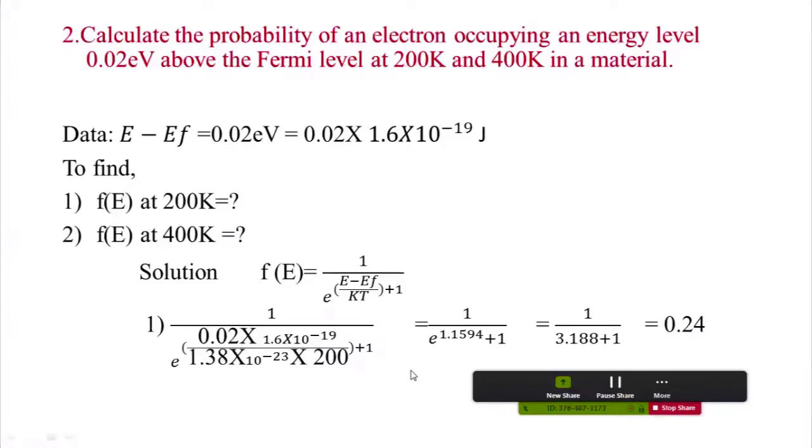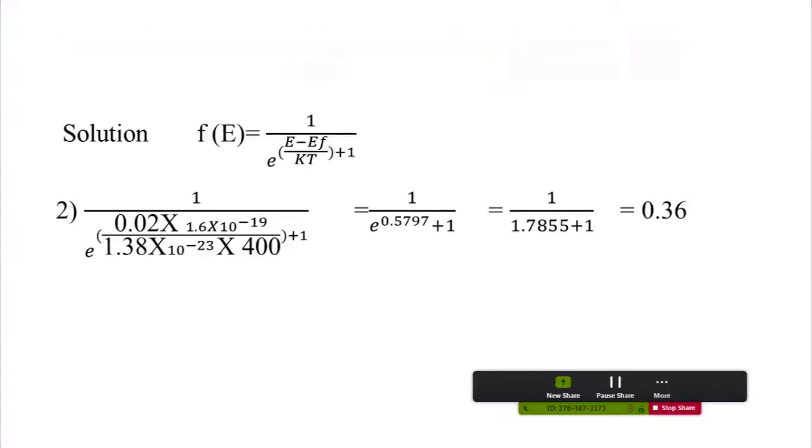In the second case, they have asked for the probability at 400 Kelvin. The only difference is that the temperature changes. Instead of 200, we substitute 400 Kelvin. The same formula is used: F of E equals 1 over e power (E minus EF) divided by KT, plus 1. We just substitute all the values, the E minus EF value, K value and T value. Only the T value changes from 200 to 400. The answer we get is 0.36.